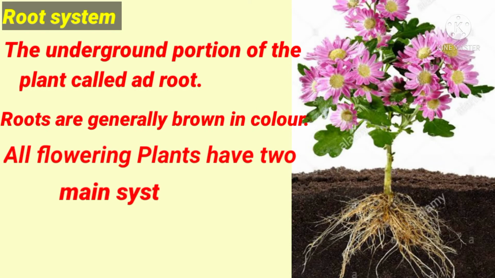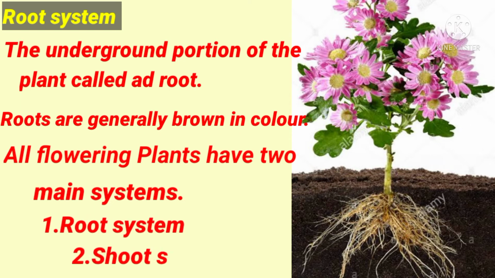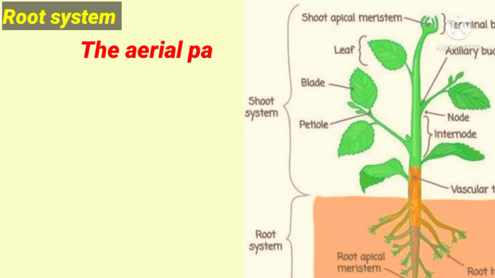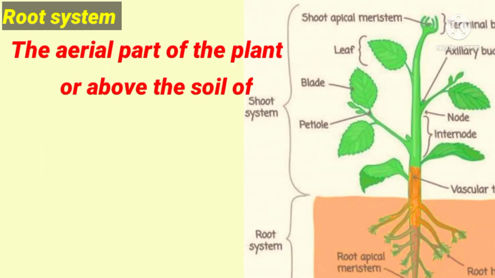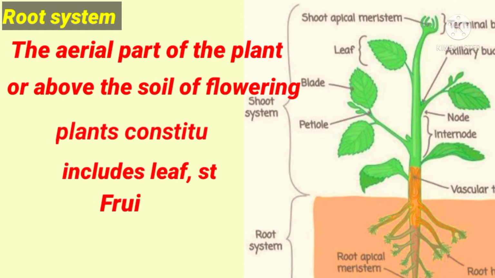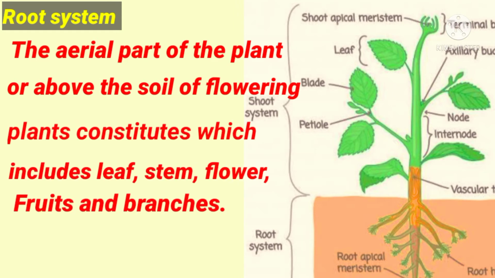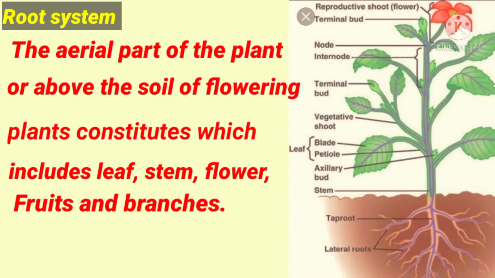The underground portion of the plant is called the root. Roots are generally brown in color. All flowering plants have two main systems, the root system and the shoot system. The aerial part of the plant, above the soil, constitutes the shoot system, which includes leaf, stem, flower, fruits and branches.